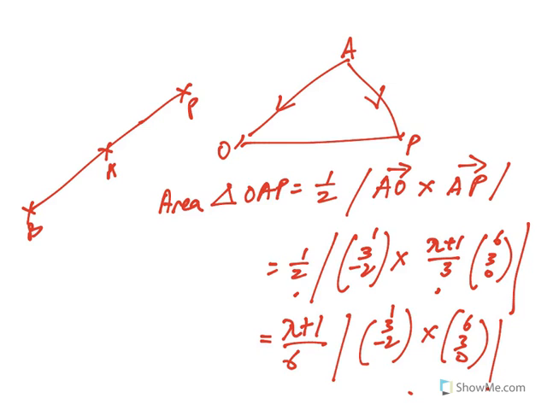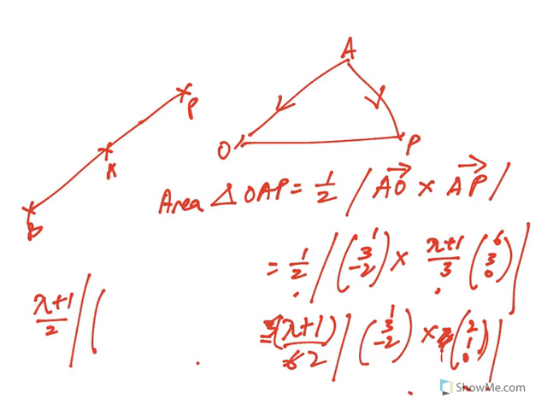Is it possible to simplify the 6, 3, 0? I can take out 3: I can put this as 3 bracket of 2, 1, 0. This 3 I take outside, then this 3 I cancel, I get 2. So what I have is just lambda plus 1 over 2, magnitude of 1, 3, negative 2 times 2, 1, 0. That's the answer.